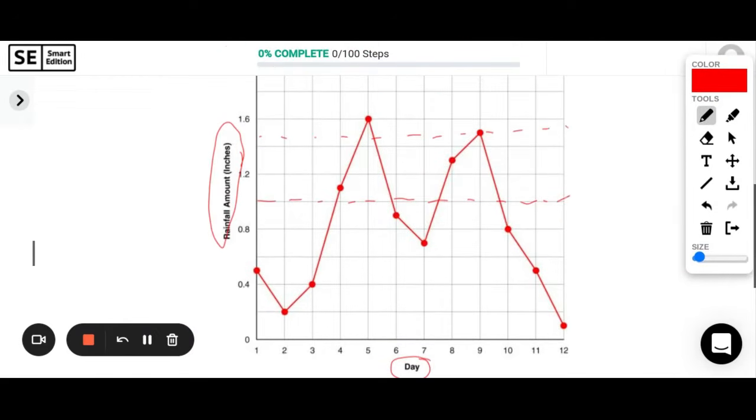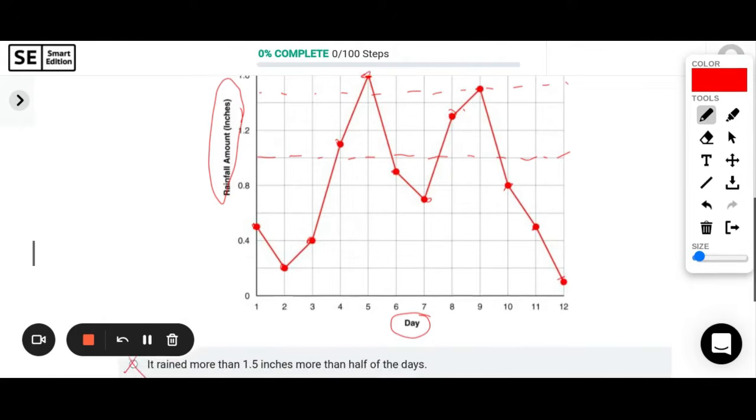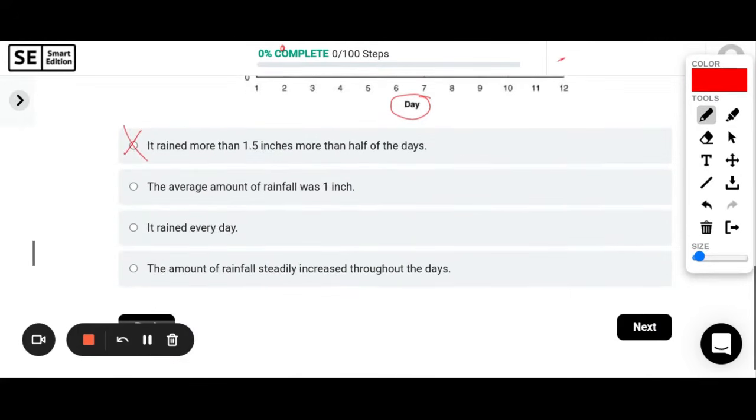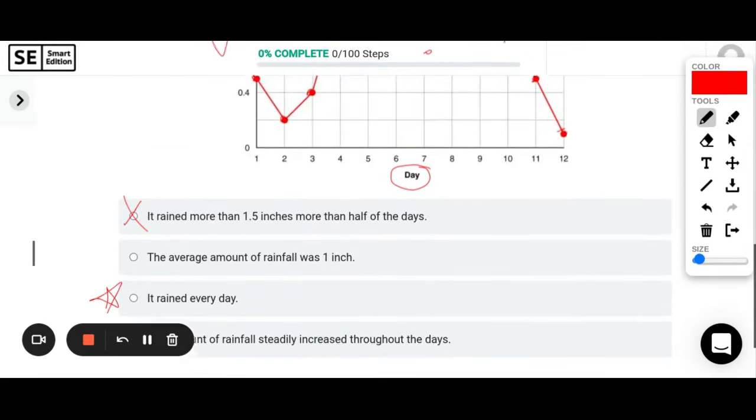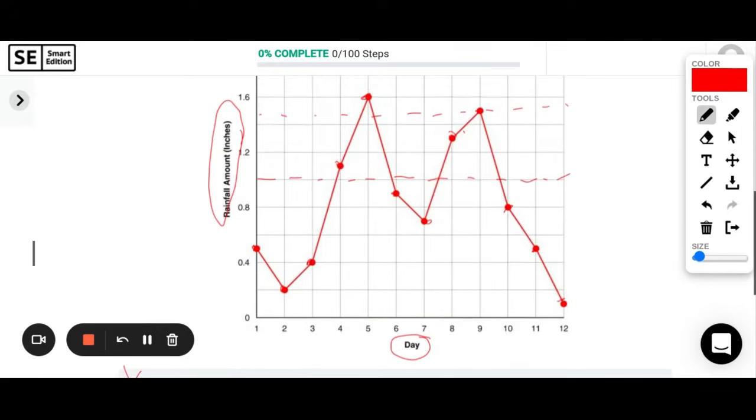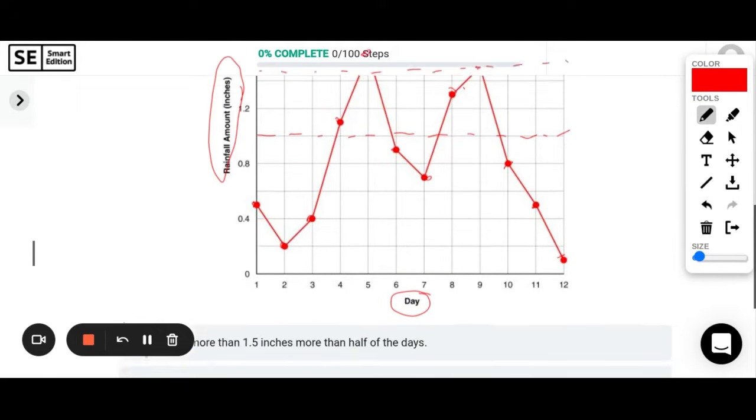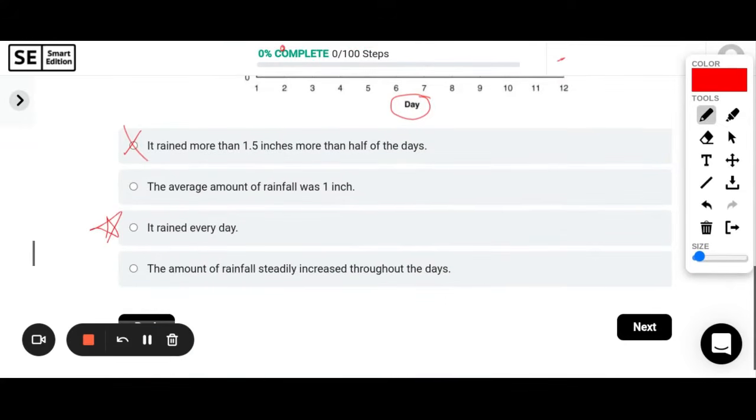So if we check every day, did it rain on day 1? Yes. Day 2? Yes. So it looks like every data point shows at least a little bit of rain. So that one is looking good to me so far. It rained every day. And then the last one, the amount of rainfall steadily increased throughout the days. Well, that's not true because it kind of went down and then back up, down and then back up. So it looks like our best choice is the one that I starred.